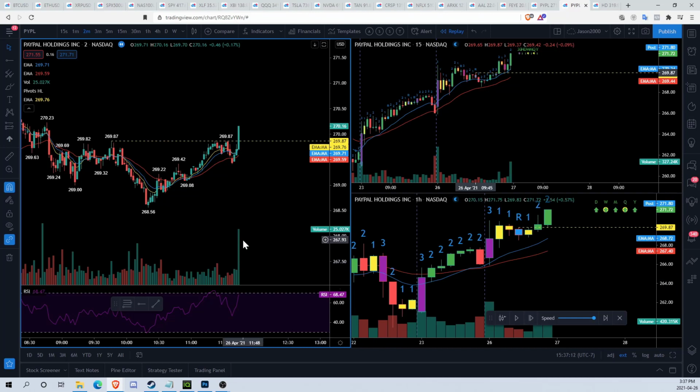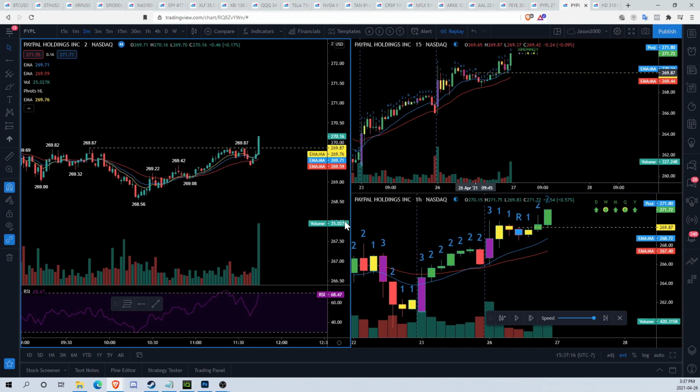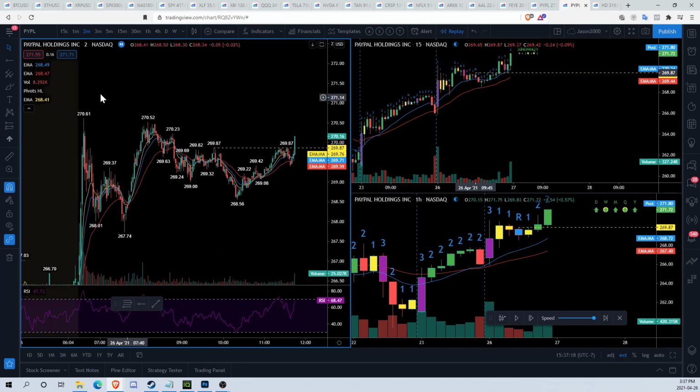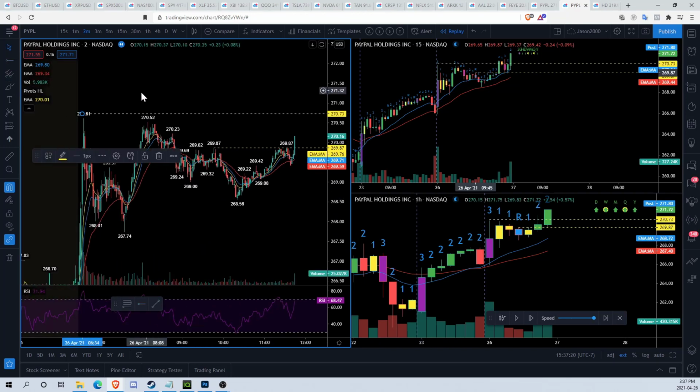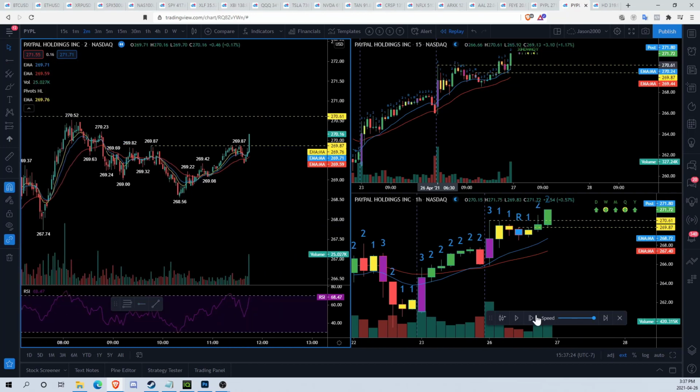Big volume following that break. All eyes on 269.87. All the stop buys tripped. What is our target for this? Realistically, high of day. That would be my target. And what do we do? We blow it to smithereens.